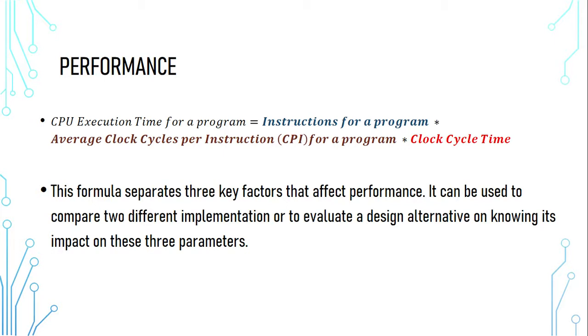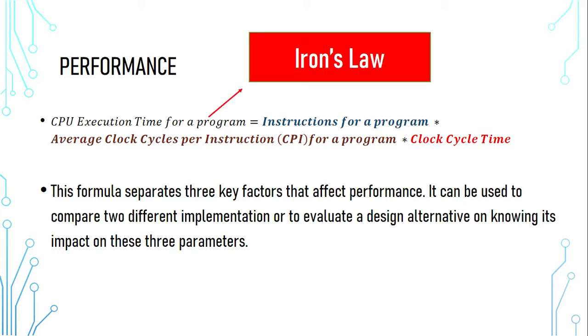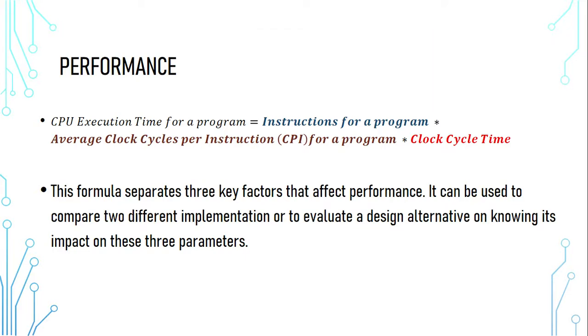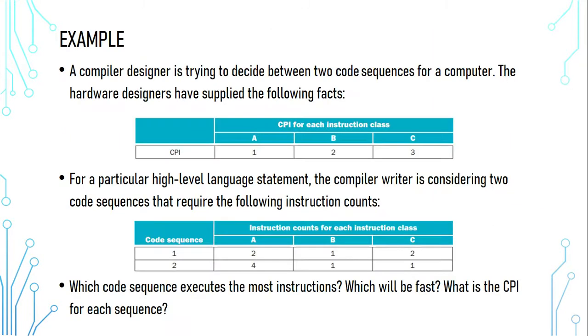It can be used to compare two different implementations or to evaluate a design alternative on knowing its impact on these three parameters. This formula is known as Iron's law. Let's see an example from Patterson's book to better understand this formula.